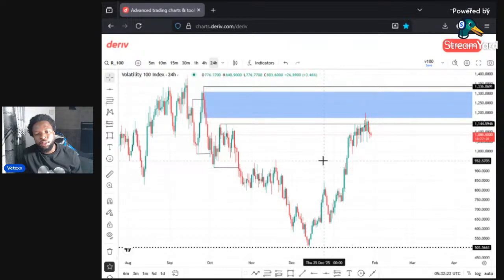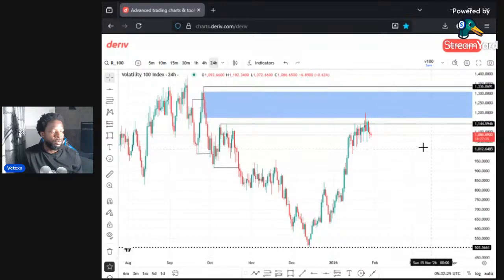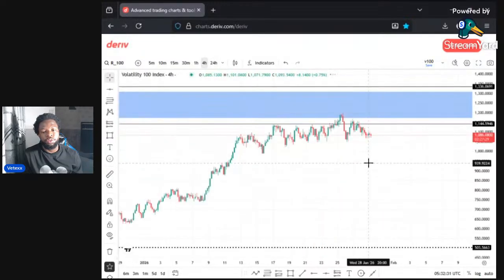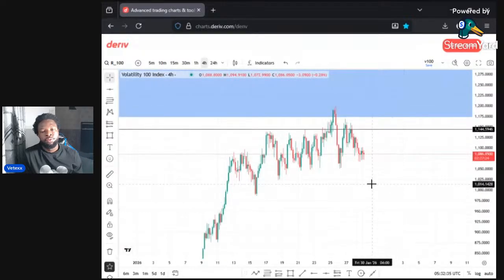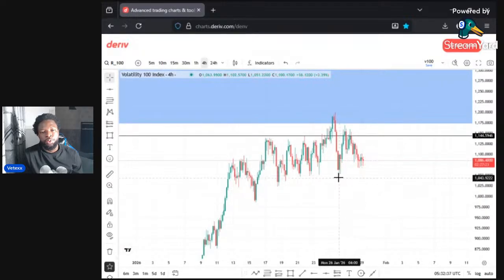Now that we know that price has tapped into the 24-hour time frame point of interest, the next thing for us to do is scale to the 4-hour time frame and check if we find a continuation. Once we know that we've gotten a continuation on the 4-hour, that is when we can begin to anticipate for sales on the 15 minutes.